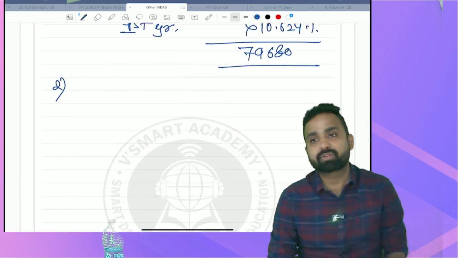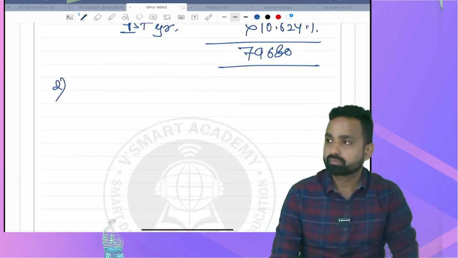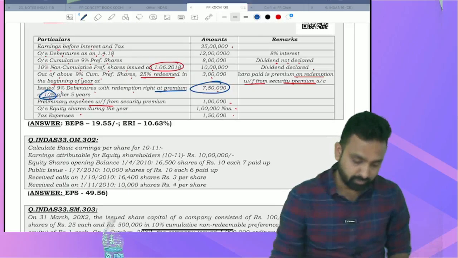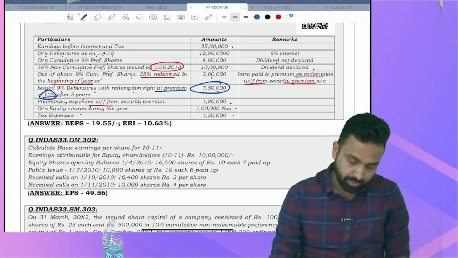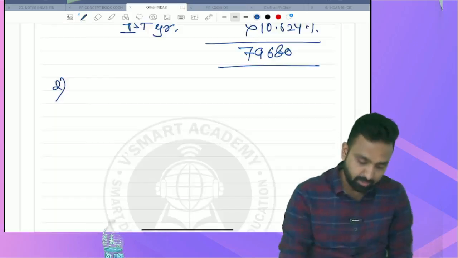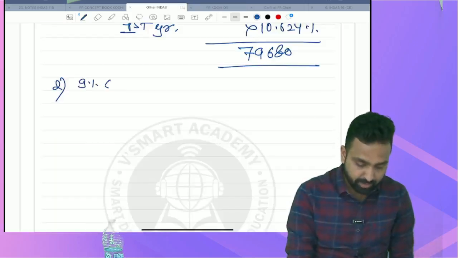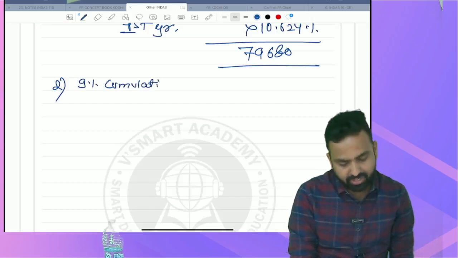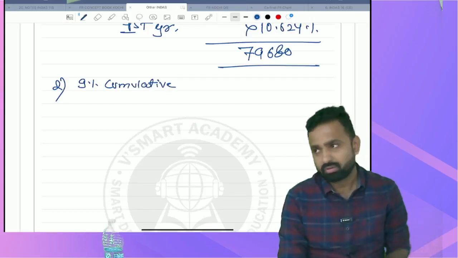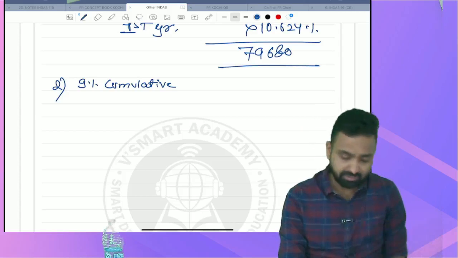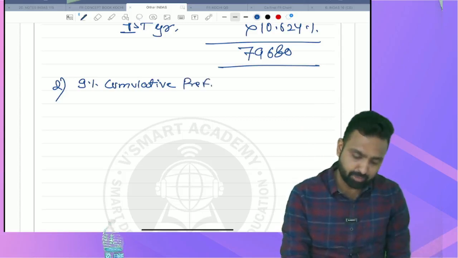Tell me which one is the preference share? Okay, cumulative 9%. 9% cumulative. Dividend is declared or not? Not declared, but it is cumulative. Cumulative 9% preference. So please tell me the dividend.